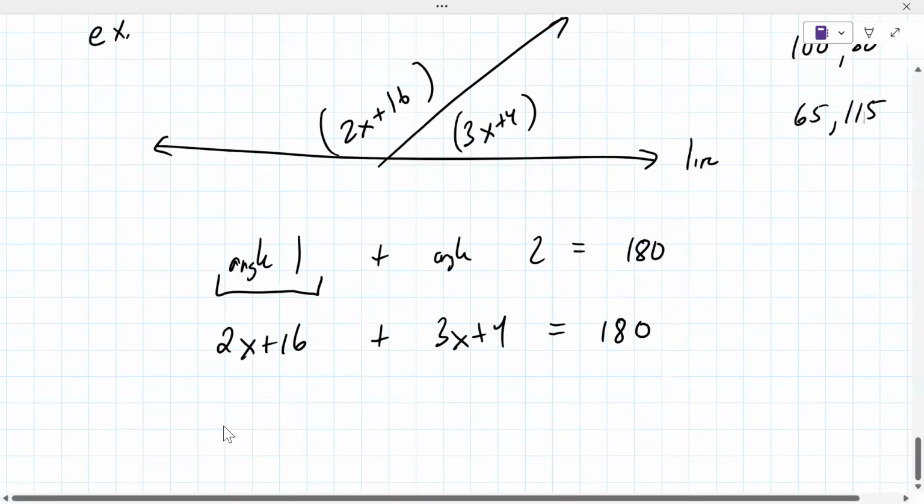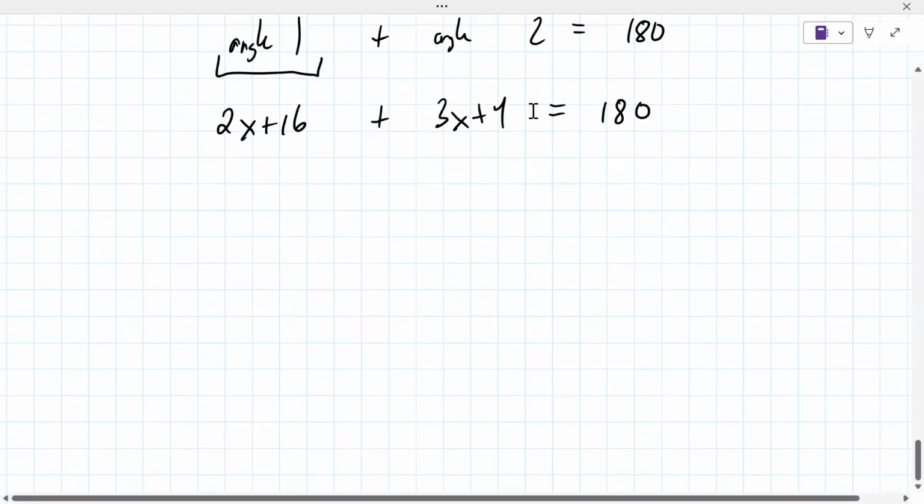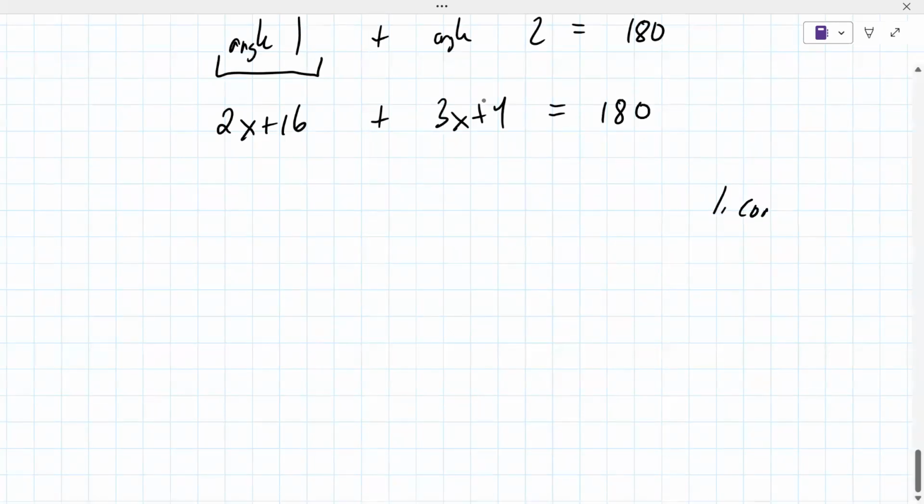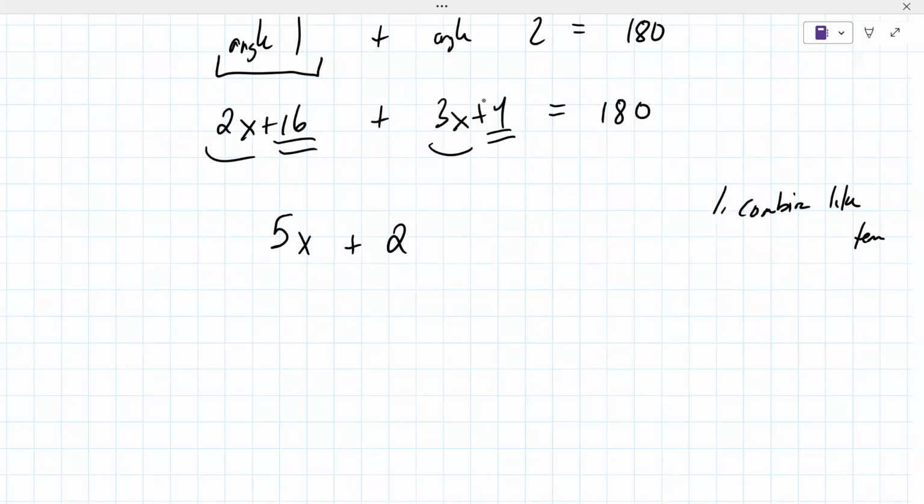Okay, so now this is a problem you saw in algebra. The strategy here is to combine like terms first. So 2x plus 3x, what does that become? 5x. What is 16 plus 4? 20.